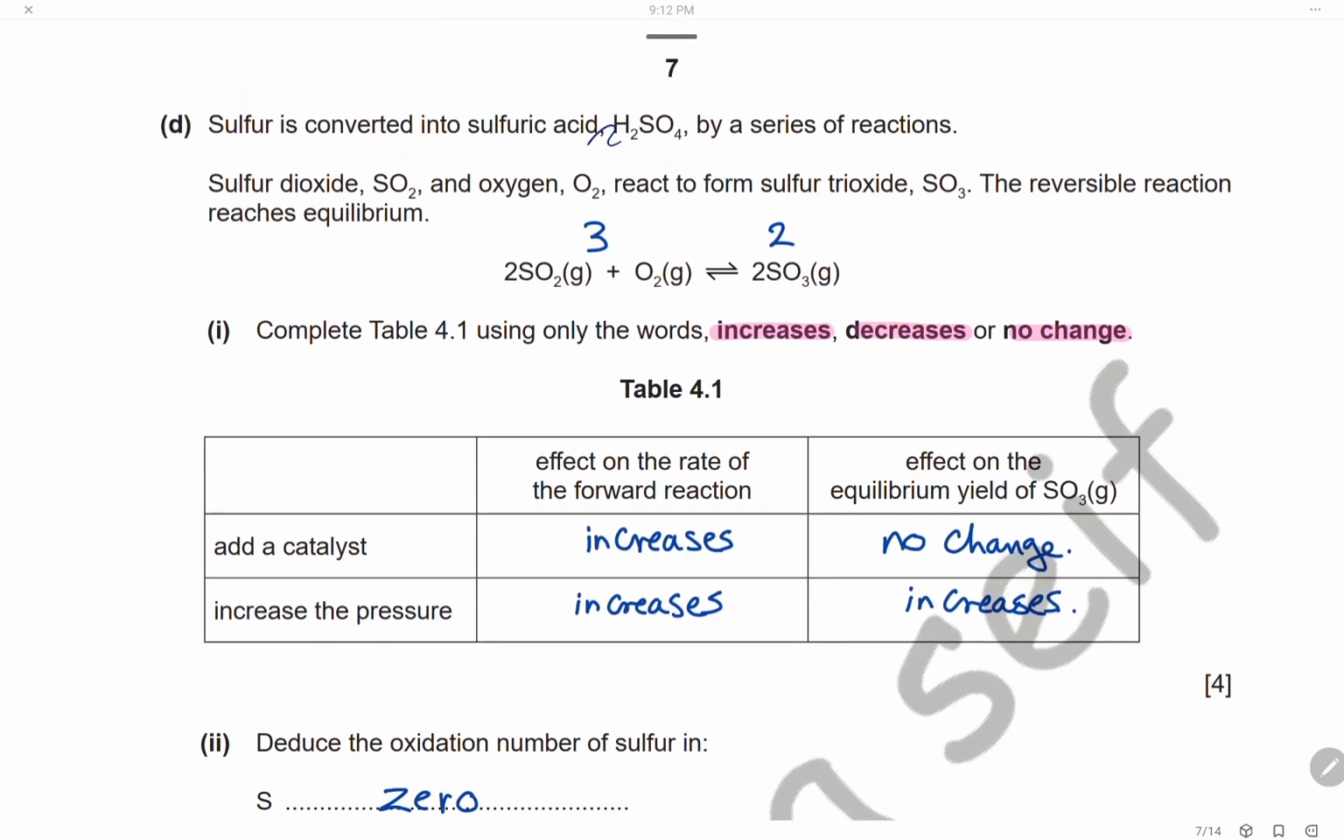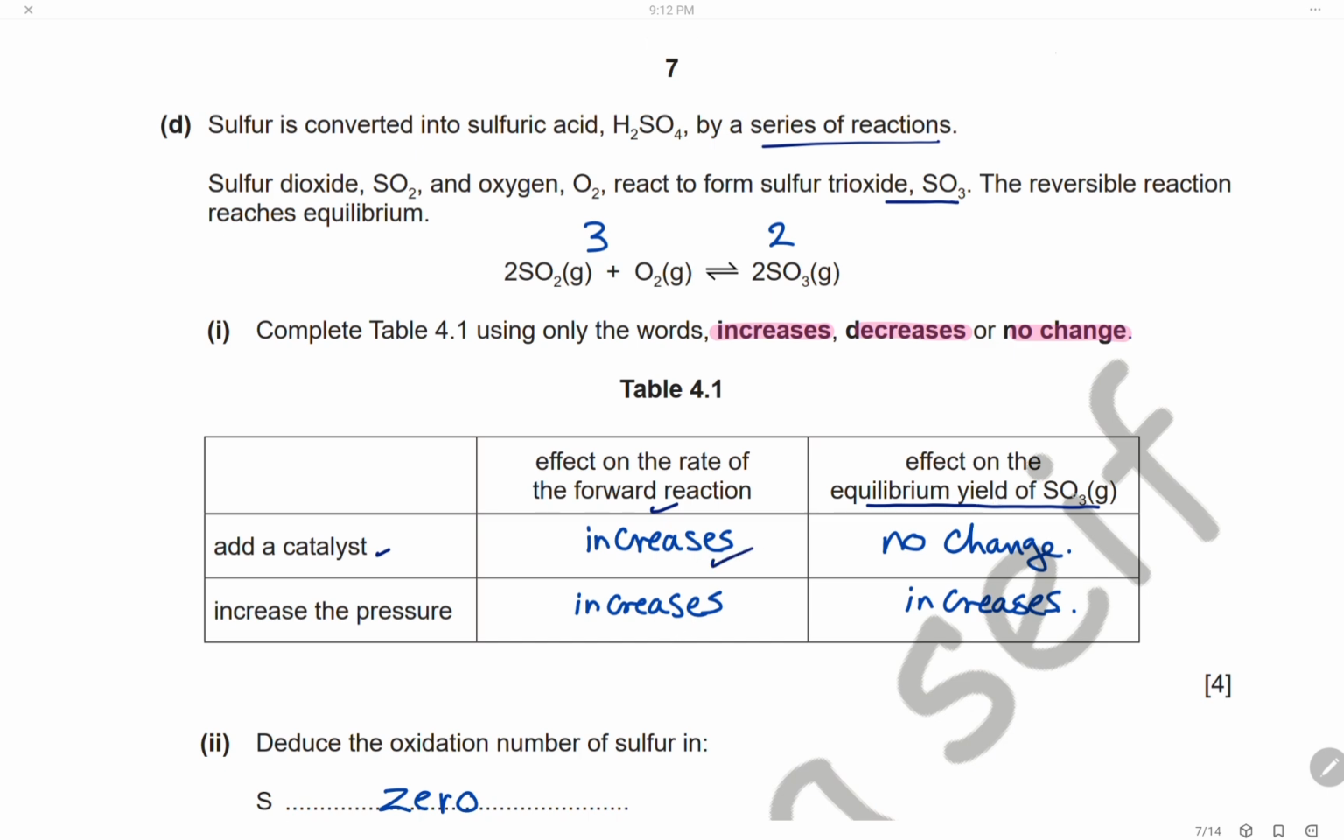Sulfur is converted into sulfuric acid by a series of reactions. Sulfur dioxide and oxygen react to form sulfur trioxide. The reversible reaction reaches equilibrium. Here we have the reaction between sulfur dioxide and oxygen to form sulfur trioxide. Complete the table using only the words increase, decrease, or no change. What will happen to the rate of the forward reaction and to the yield of sulfur trioxide if we add a catalyst? Of course, a catalyst will increase the rate of reaction, so the rate of the forward reaction will increase.